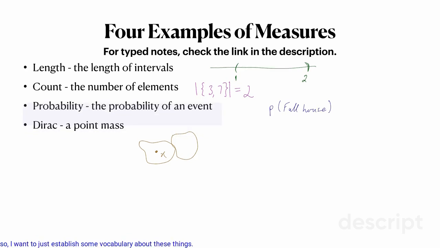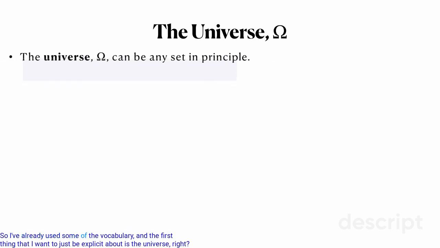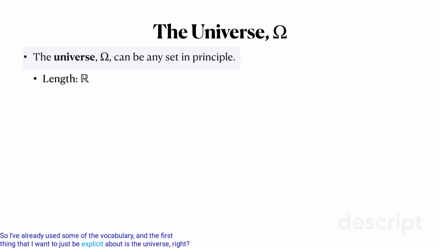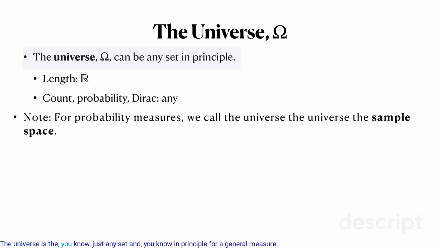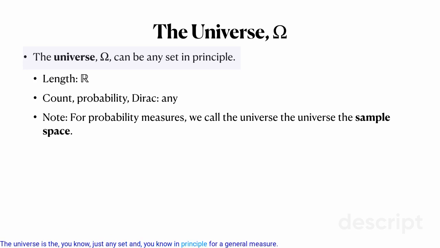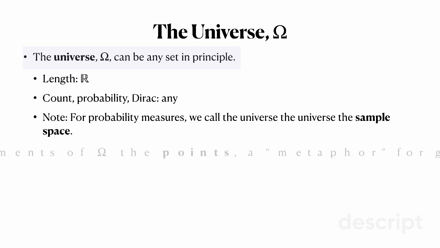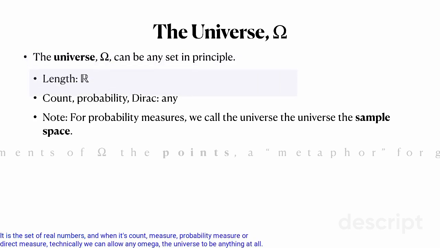So I want to just establish some vocabulary about these things. I've already used some of the vocabulary. And the first thing that I want to just be explicit about is the universe, right? The universe is just any set. And, in principle, for a general measure, we will allow omega, the universe, to be absolutely anything. Now, in the example of length measure, it's completely specific. It is the set of real numbers.